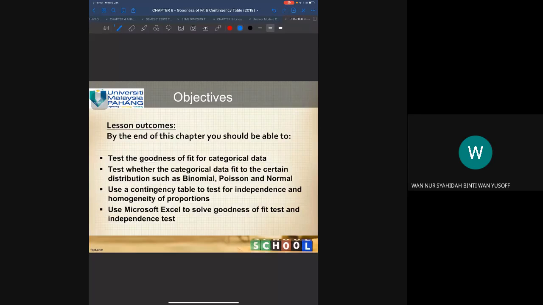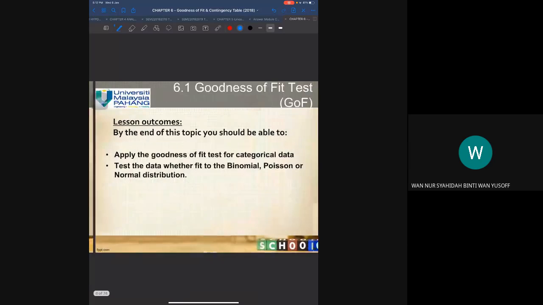So the outcome here: test the goodness of fit for the categorical data. Test whether the categorical data fit a certain distribution, so we have the binomial, Poisson, and normal distribution. Use a contingency table to test the independence and also homogeneity of the proportion. And we have the application of Microsoft Excel to solve the goodness of fit test and also the independence test.